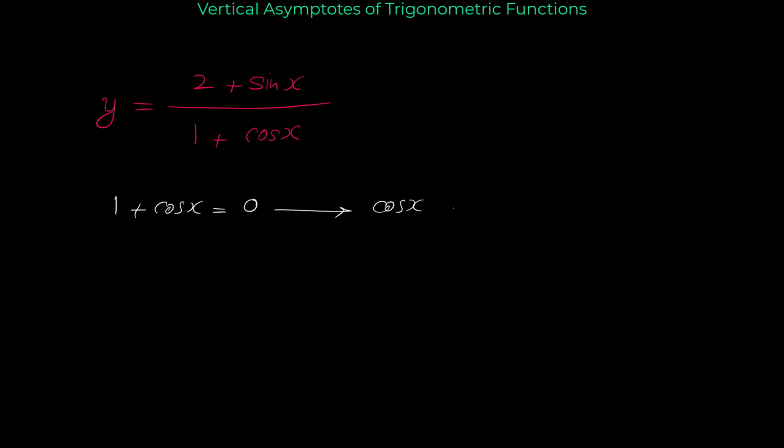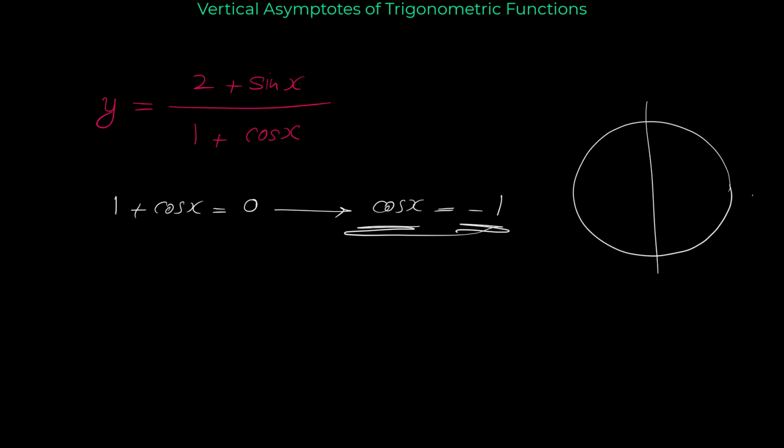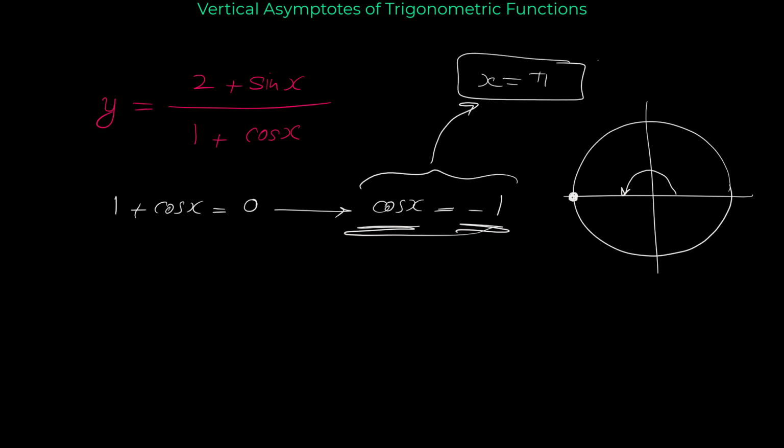From here, cosine x equals negative 1. Now we have to find the angles whose cosine is negative 1. Again, look at the unit circle. What is the angle that cosine is negative 1? That angle is pi. But again, if you say x equals pi is the vertical asymptote, that is right. x equals pi is the vertical asymptote for this function. But we know that it can have infinite vertical asymptotes. So maybe again, graphing or finding the general solution would be better.